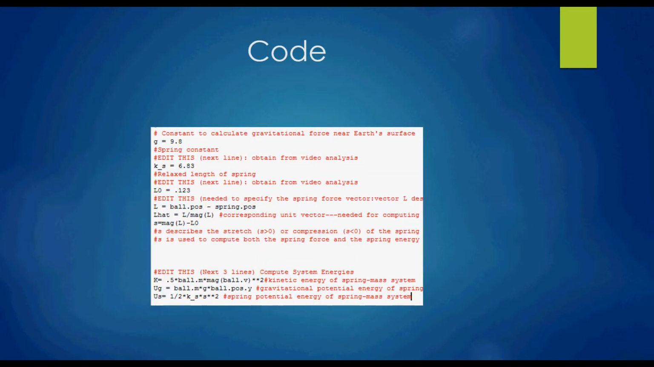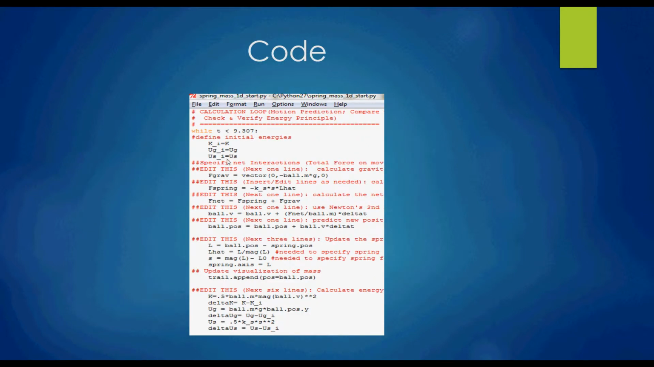Using Python, I was able to model the spring's motion through code. Here, I have all these values plugged in, just basic relationships that are needed so that I can run the next part of the code. This right here shows the energy equations: kinetic, gravitational potential, and spring potential. Now this is where the actual code happens.